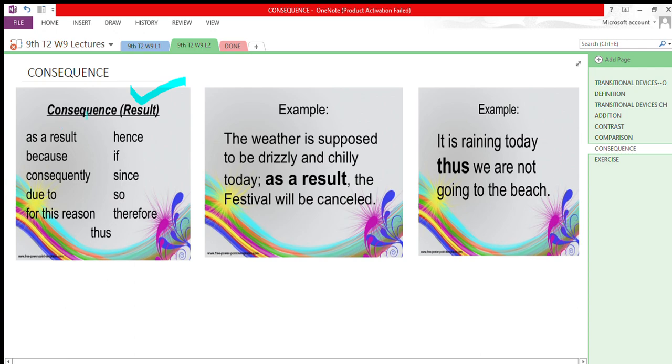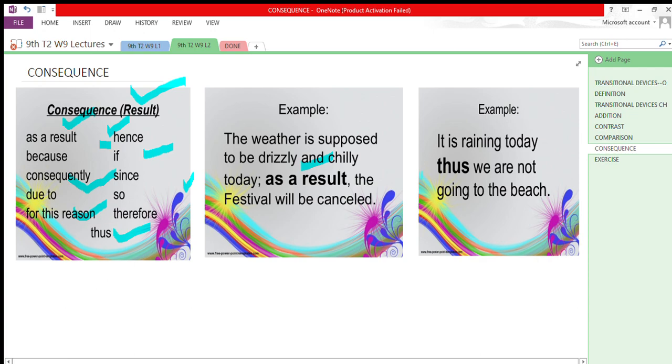Okay, as a result, and this device we are using, or these words we are using, when we are showing the results or effects of something. Hence, because, if, since, consequently, due to, therefore, for this reason, thus. Now, if you look at this example, the weather is supposed to be drizzly and chilly today, and what would be the result? As a result, the festival will be cancelled.